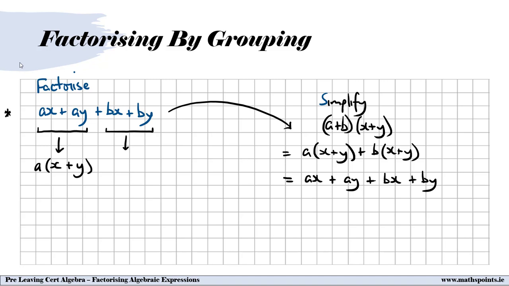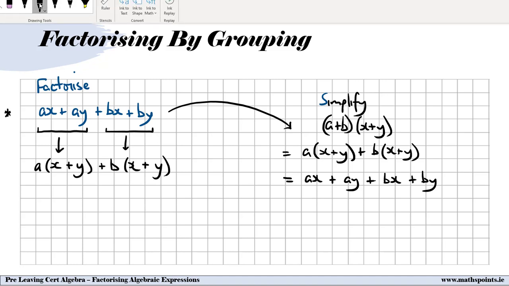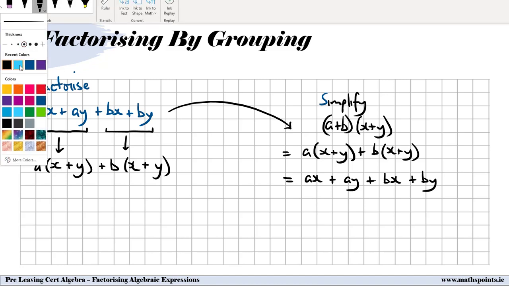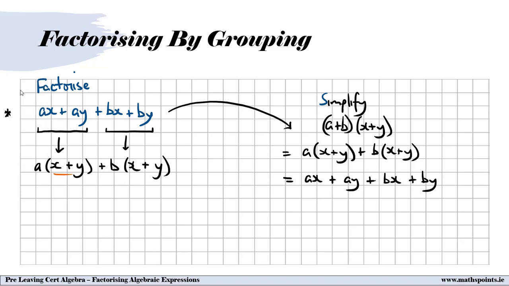Now, my second 2 terms, well, obviously the common term here is B. If I divide BX by B, I get X. And if I divide BY by B, I get plus Y. Now, a way to know you're on the right track with these questions is that the brackets should have the same terms inside of them. So X plus Y is in the first bracket and X plus Y is in the second bracket. And that tells me that I'm on the right track in terms of factorizing this expression.